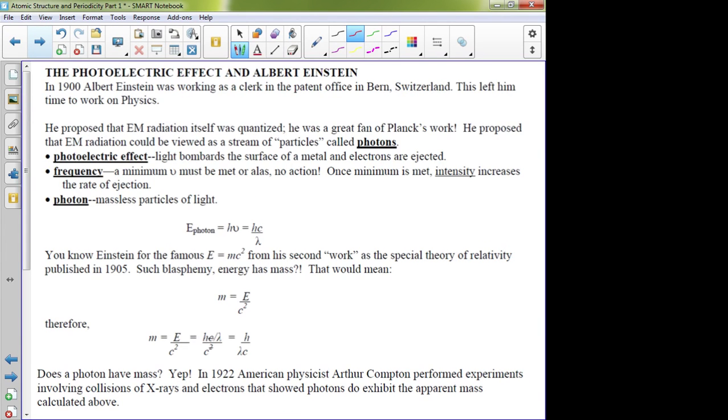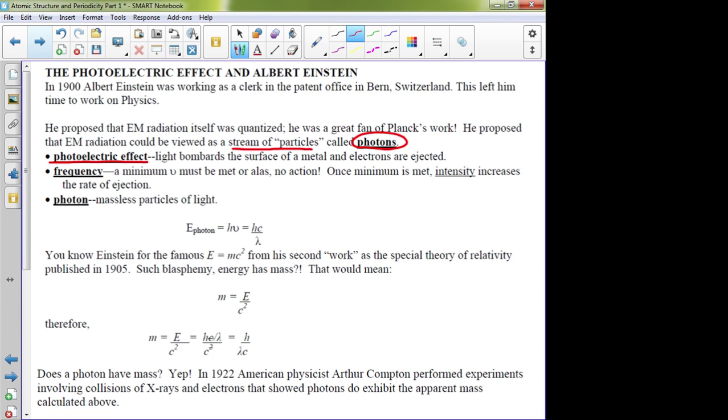All right, to sum up the photoelectric effect, we did this last year in pre-AP chemistry. After it was supposed that electromagnetic radiation was quantized, Einstein proposed that it could also be viewed as a stream of particles, and he called those photons. Einstein was the first to say that not only does light behave as waves, but it also behaves as photons, and electrons do the same thing. He proved this by the photoelectric effect.